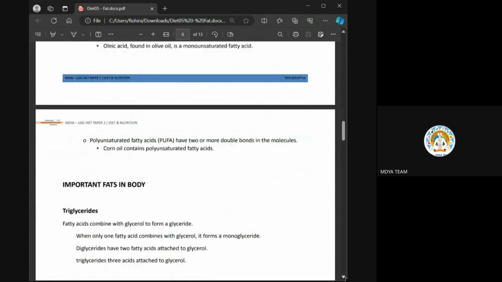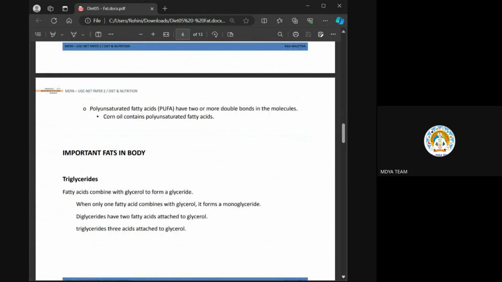Okay, so what are the important fats in our body? Triglycerides. Lipids consist basically of fatty acids, with three fatty acids and one glycerol attached, and those lipids consist of glycerol or glyceride. When they attach with three fatty acids, then they become glycerides.